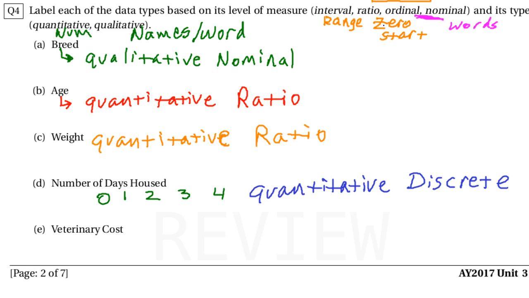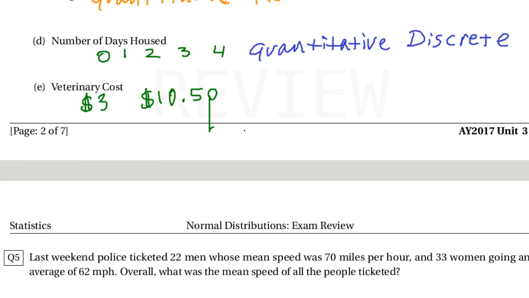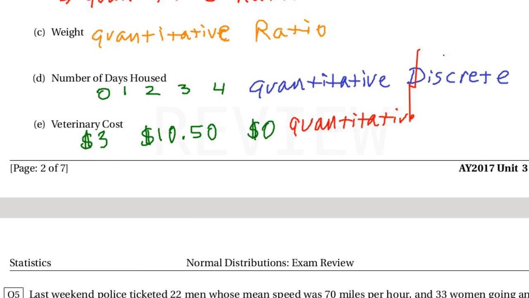We wouldn't even bother saying that it's ratio because discrete data has to stay within that, and ratio could actually be a range. And now if we think about veterinary cost, this could be $3, it could be $10.50, it could be no dollars as well. So it could start at 0, and it's definitely numbers, so I'm going to say it's quantitative ratio.